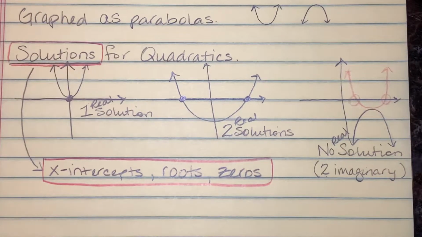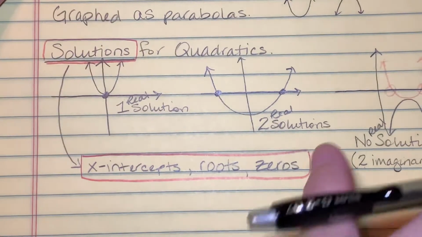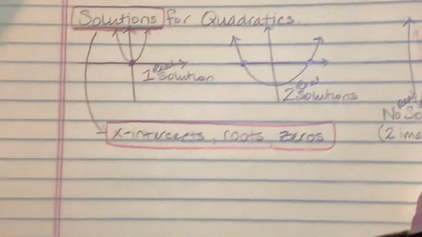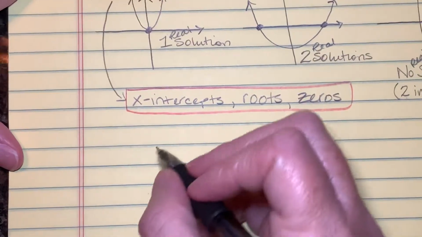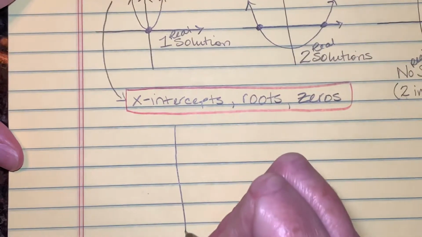Let's go ahead and get into vertex form. Or no, I forgot one thing. So part of the parabola, right, let's graph a good parabola here.